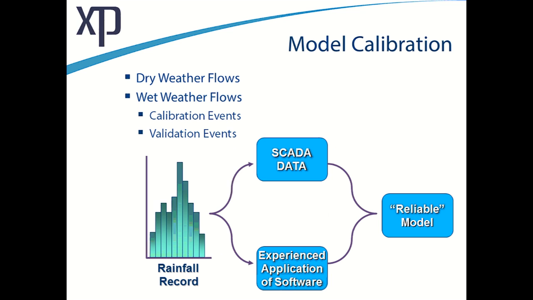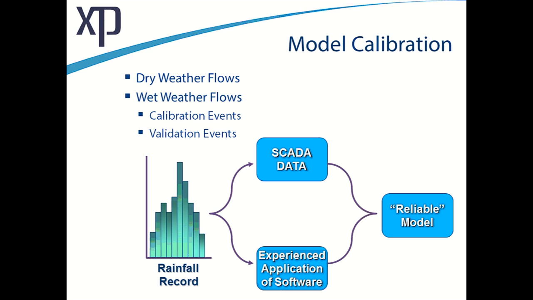And I also need to spend just a minute or two on calibration, because whenever you do a wet weather model, be it a sanitary sewer model or a combined sewer model, we end up doing what we call model calibration. And basically what we're trying to do is to take the rainfall record that we have, along with SCADA data, which is your flow metering data, etc., and an experienced application of our software, and come up with what we call a reliable model.